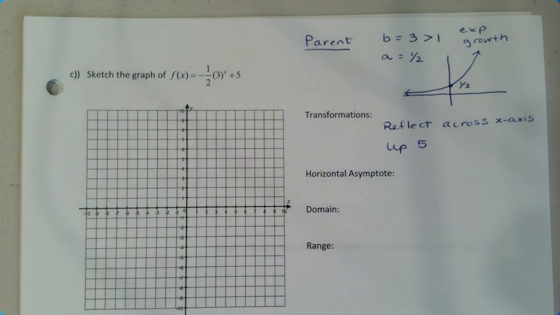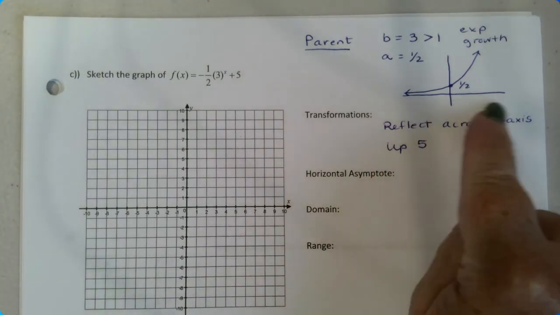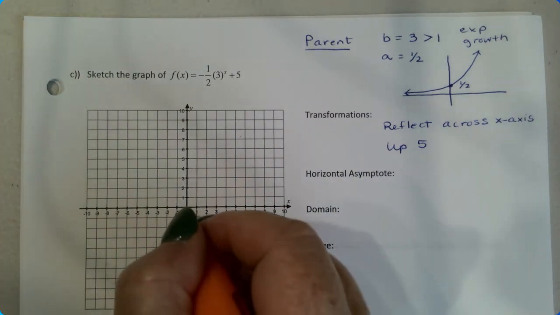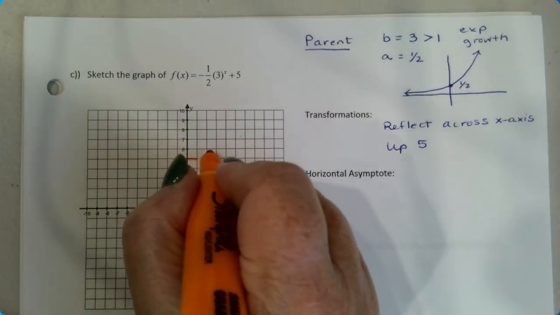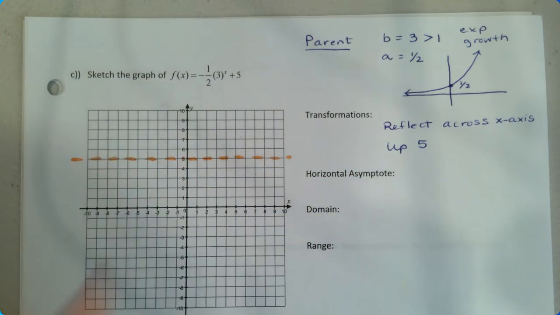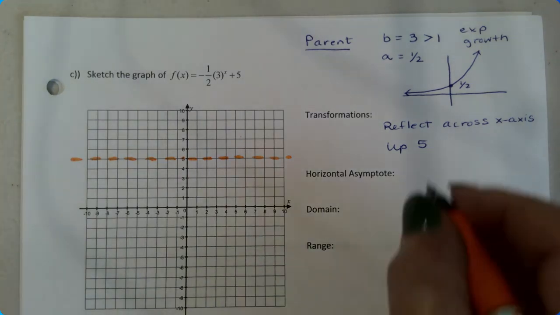All right, let's see what we can do with this. Let's start with my horizontal asymptote. Was the x-axis, but it's gone up 5. So from the x-axis going up 5, it's going to put my new horizontal asymptote up here at y equal 5.